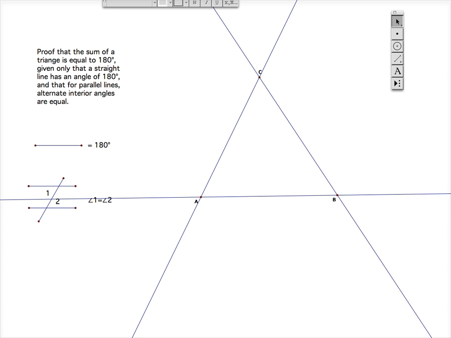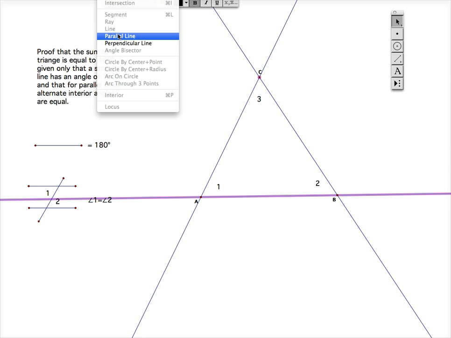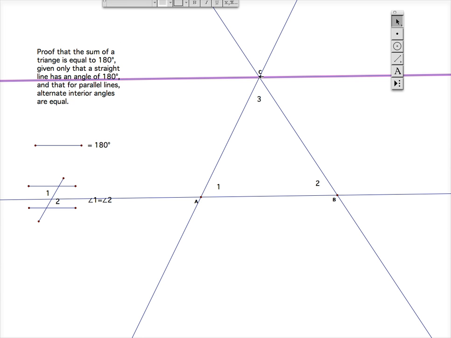I have 3 angles now that I would like to note. Angle 1 is going to be angle CAB. Angle 2 is going to be angle ABC, and angle 3 is going to be angle ACB. I'm then going to select the line through A and B and the point C, and I'm going to construct a parallel line of AB through my point C.